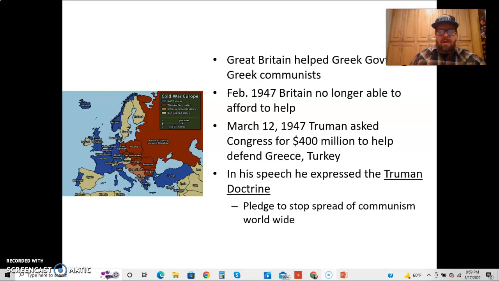But in this Truman Doctrine, he pledges to the whole world that the United States government, as long as he is in charge, will do everything they possibly can within their power to stop the spread of communism worldwide and help any country possible to be able to do that. And so that, once again, makes a line in the sand between the Soviet Union and the United States.